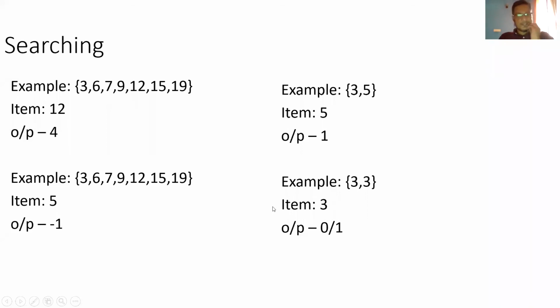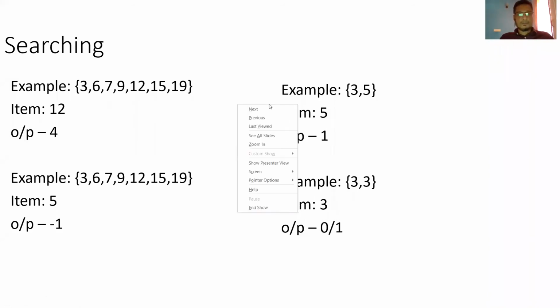So what is searching? Searching is nothing but finding a particular item. For example, let's say this is an array: 3, 6, 7, 9, 12, 15, 19. Given a question to search for the item 12, you need to find on which index this item exists. Not position, index. The array starts from 0: 0, 1, 2, 3, 4. So it exists at index 4.